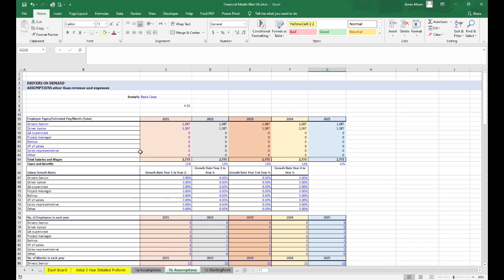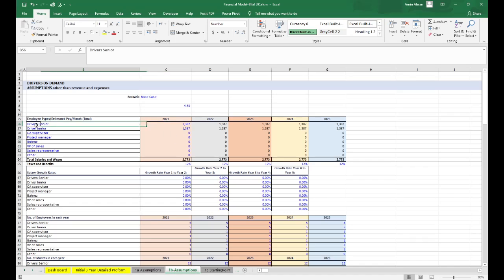Go in 1B assumptions, and here you can see that your driver salary is 1,387. You have told me that you are going to pay at the rate of 8 pound per hour. So there are 40 hours in a week, 52 weeks in a year, and I have divided it by 12 to calculate the monthly salary.